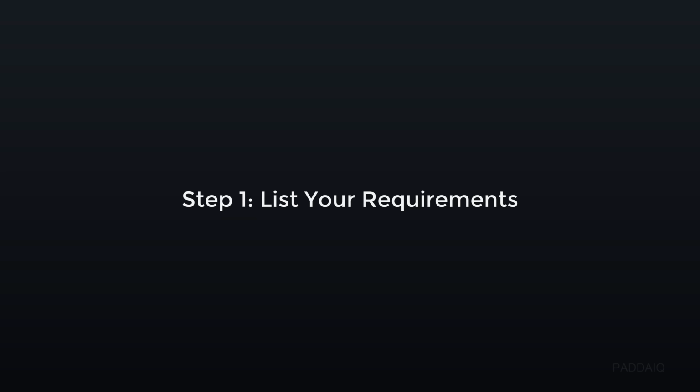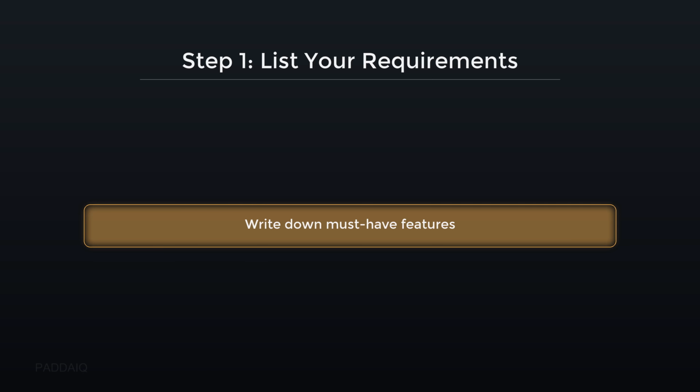Step 1. List your requirements. Write down must-have features. This means clearly documenting essential capabilities your solution cannot function without. For example, if you need real-time sales data on your mobile device, that is a must-have feature. Identifying these non-negotiable items first provides a solid foundation for your entire project.